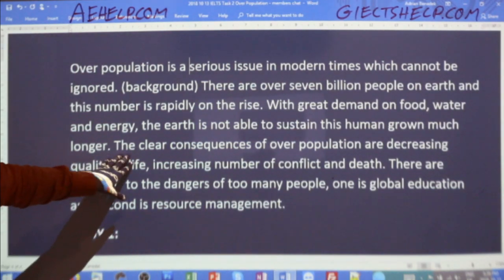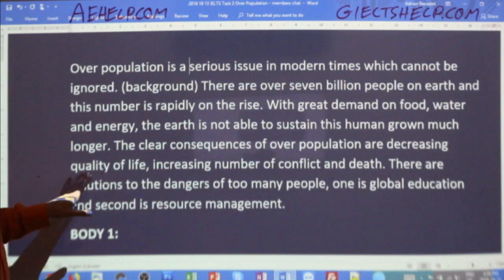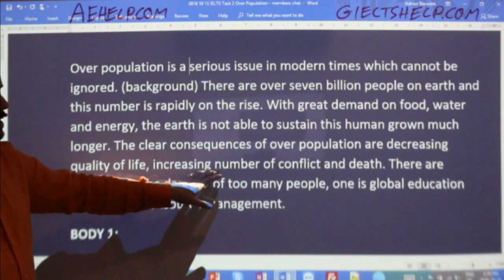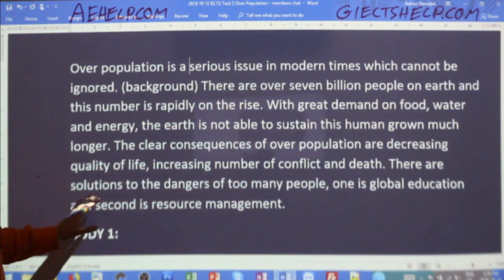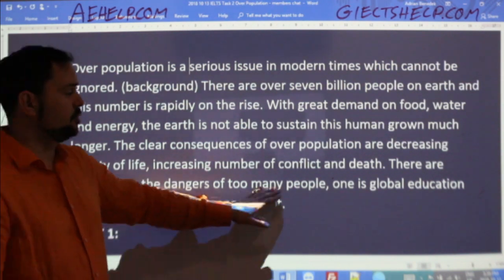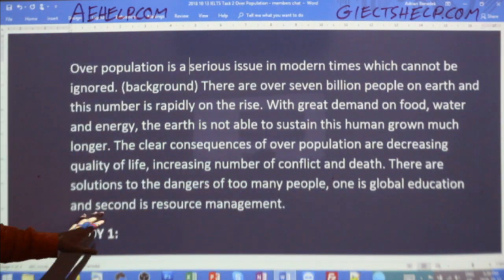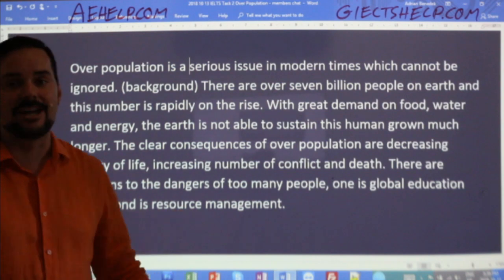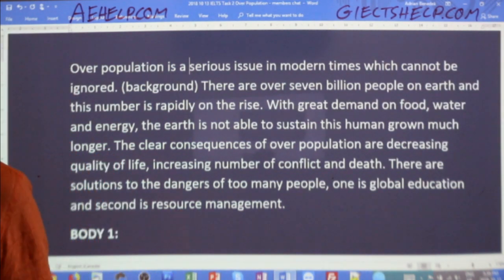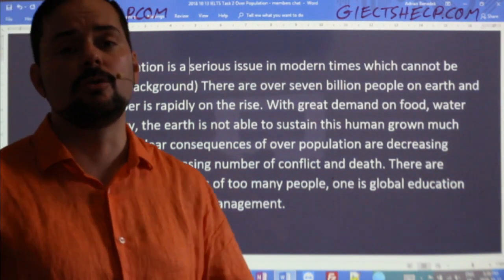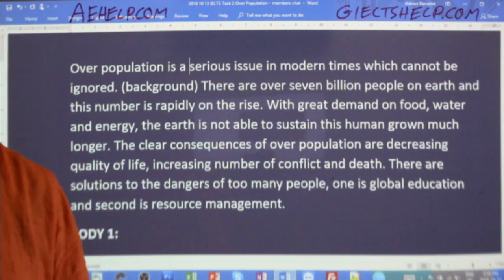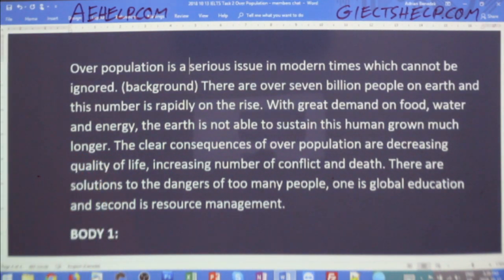So, the clear consequences of overpopulation are decreasing quality of life, increasing number of conflict, and death. There are solutions to the dangers of too many people. One is global education, and second is resource management. If you write your introduction like this, or something similar, you are definitely on a path to a band 9 in your writing task 2. No questions asked, okay?